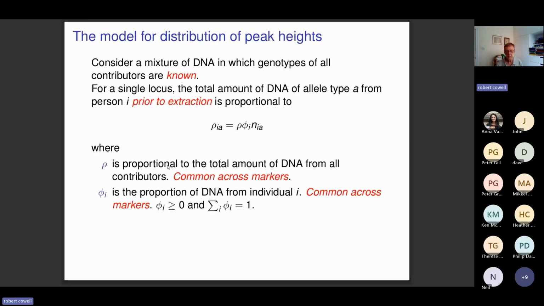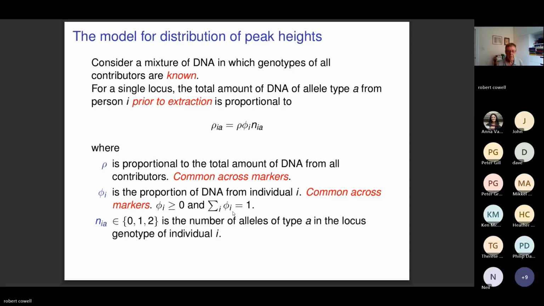The second is the proportion of DNA from individual i. That again is common across all markers, and it has constraints that they are non-negative, and they sum to 1 when you sum over all the individuals. The third number gives the number of alleles of type a in the genotype of individual i. Note that because the genotype consists of unordered pairs of alleles, we have the constraint that when we sum this number over all possible alleles, we get the value 2.